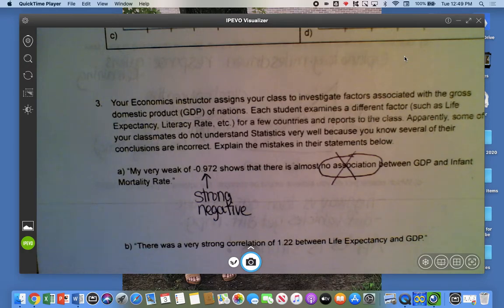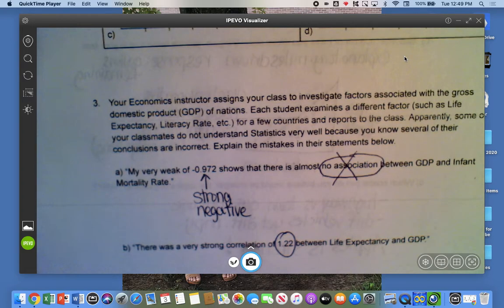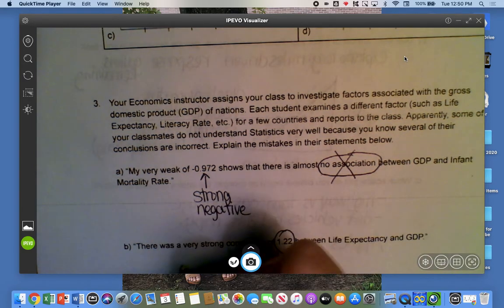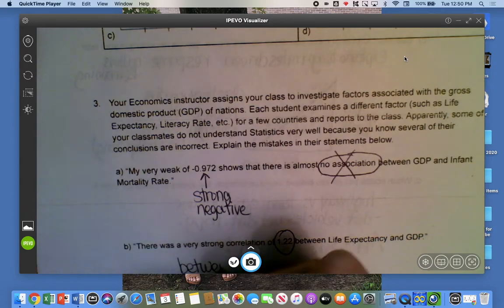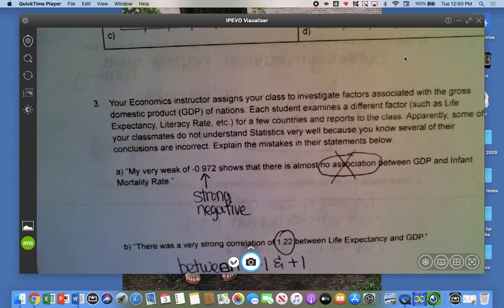Now what's wrong with part B? It can't go over 1. So the 1.22 is incorrect. The reason is that correlation is between -1 and +1, so it's got to be between those numbers. You're not going to have anything beyond 1 or beyond -1. I can't say there are going to be 2 questions, but I might have a mistake in there and have you describe it.